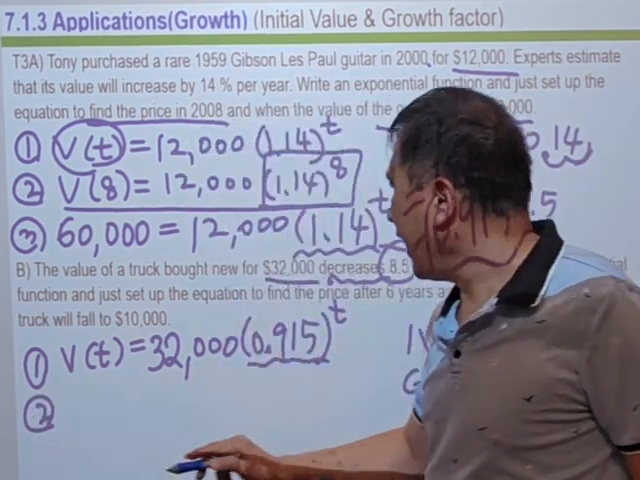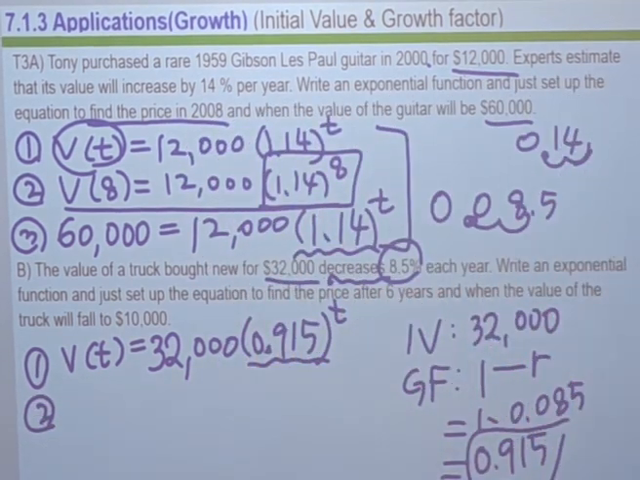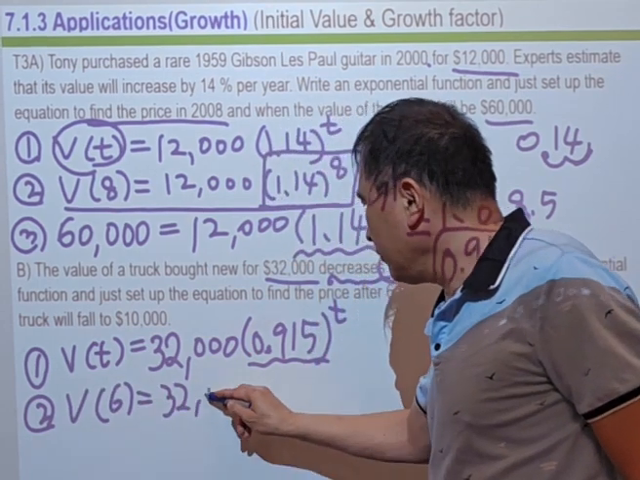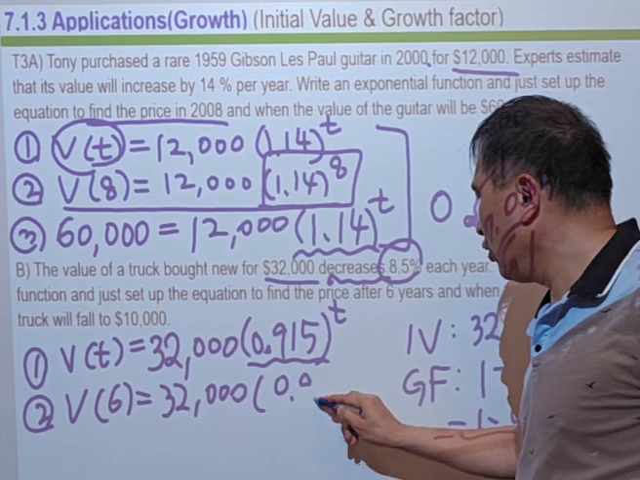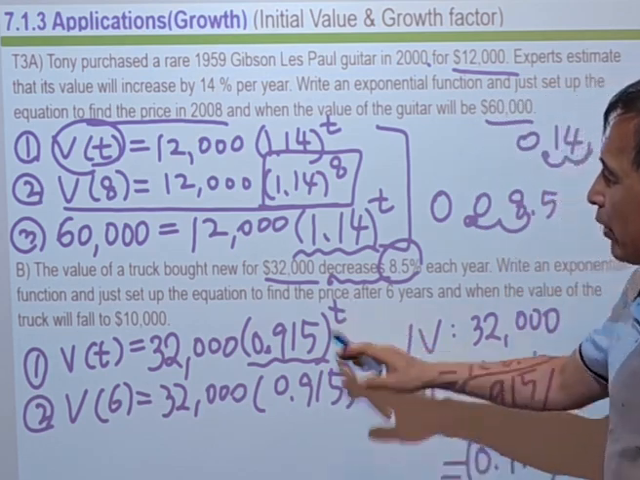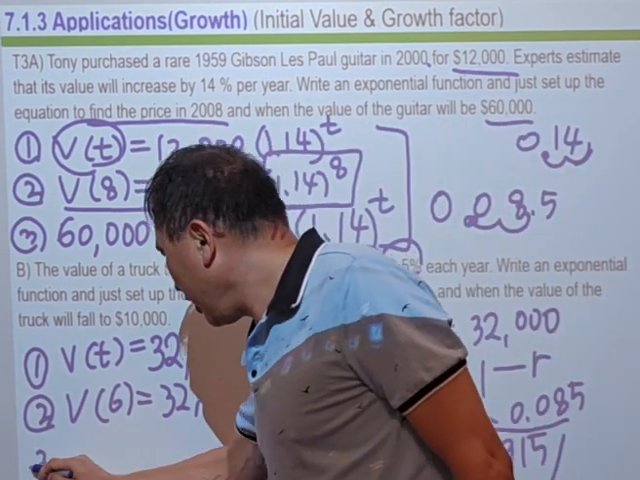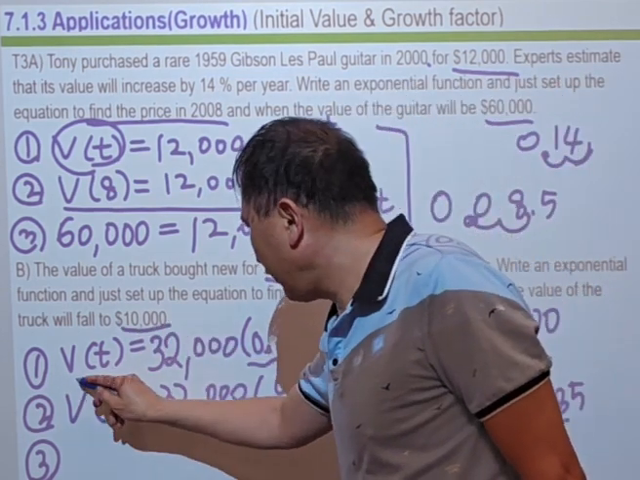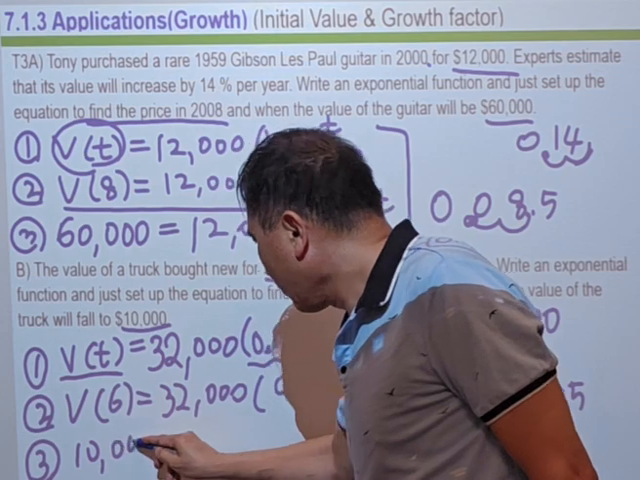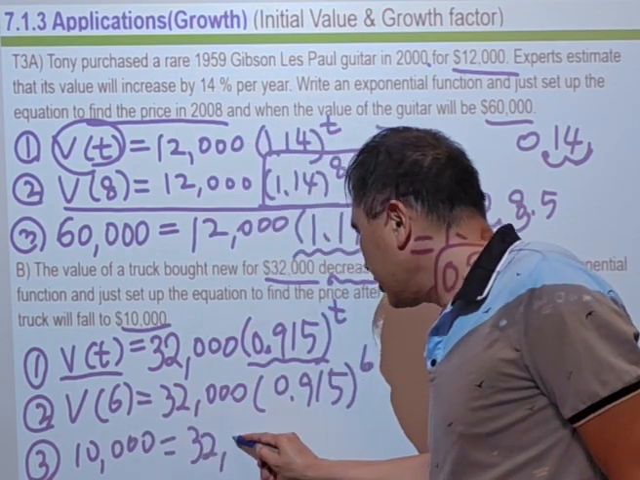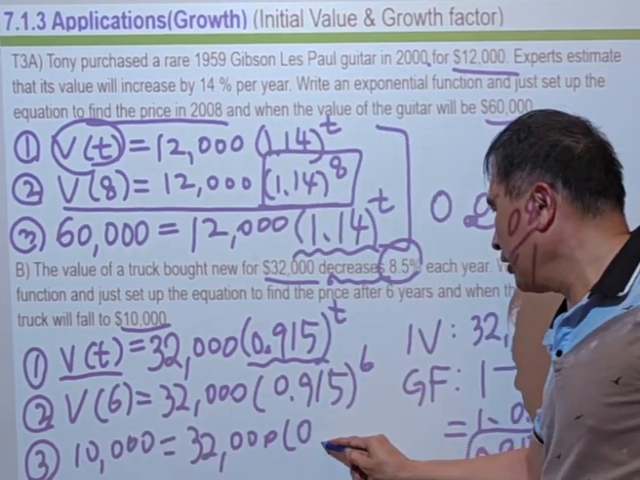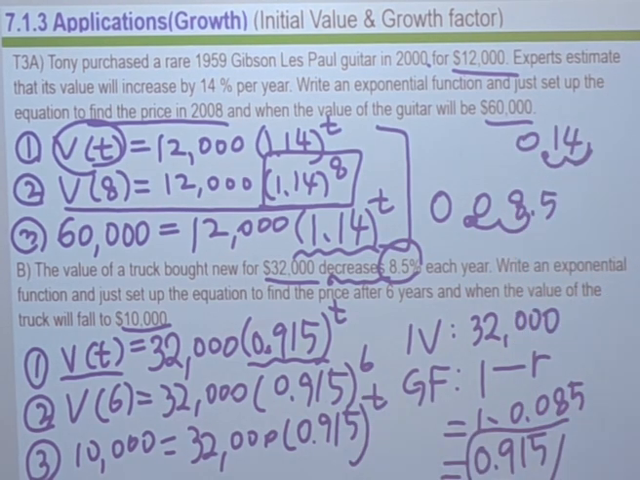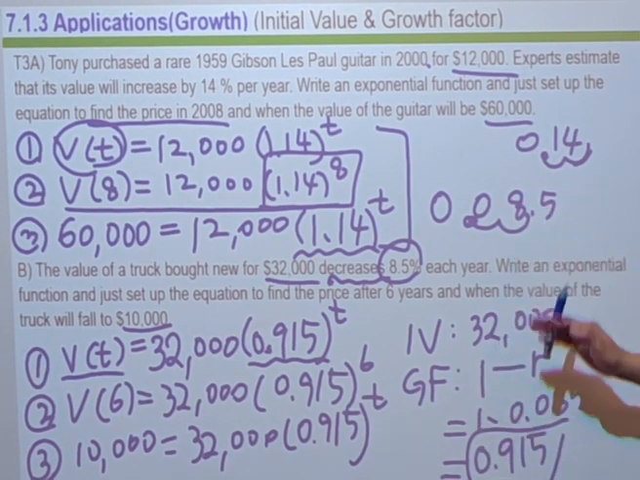Now in 6 years, that means t is 6. So V(6) equals 32,000 times 0.915 to the 6th power, and the price will go down. And when the value becomes 10,000, the final value is here. So 10,000 equals 32,000 times 0.915 to the t power. You need to find t, but for that you need to use a graphing calculator, or later we're going to learn it. So that's how you do it.